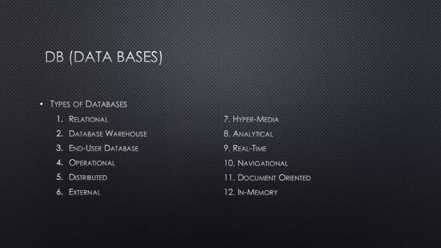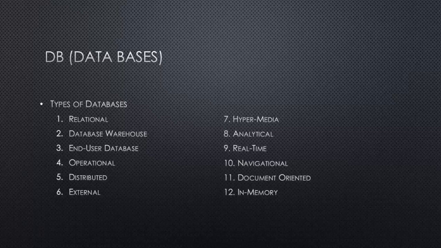Next, for databases, I'm going to be talking about the different types. So I went over the models and basically how they can be organized, and these are just different types of databases. First is relational. This is one of the most common. A database that consists of different tables, and each table has a key field to connect or relate to other tables. Next is the database warehouse. This is where basically all other databases are stored.